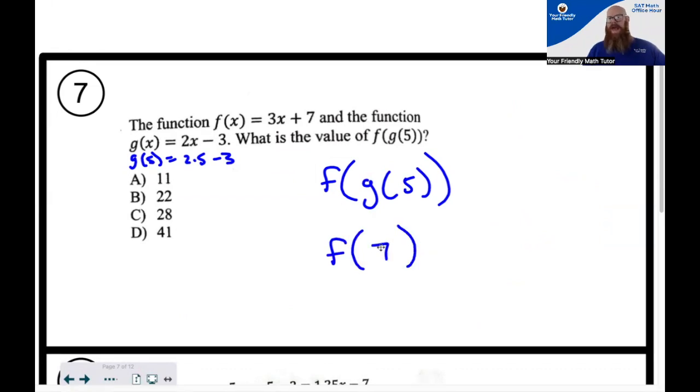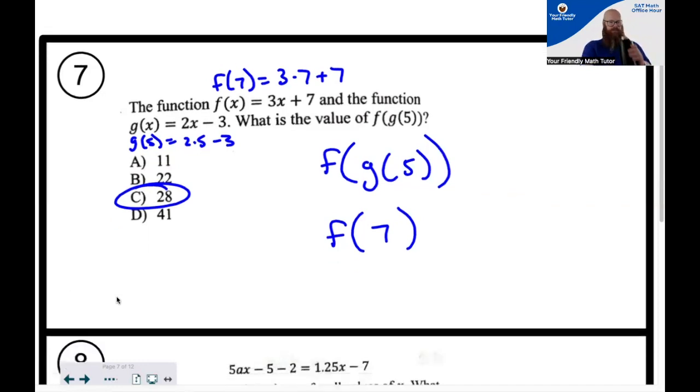So now we're doing f of 7, which means going up to this function and replacing x with 7. So that's 3 times 7, 21 plus 7 is 28. Right, pretty straightforward, but again, just wanted to go over how you evaluate composite functions. So start inside and work out. All right, let's keep going.